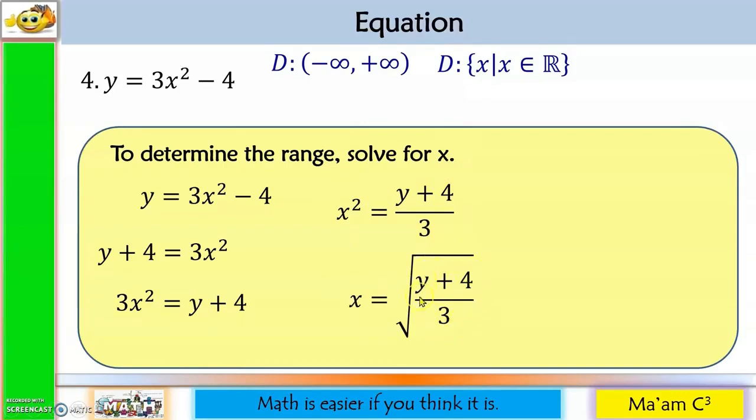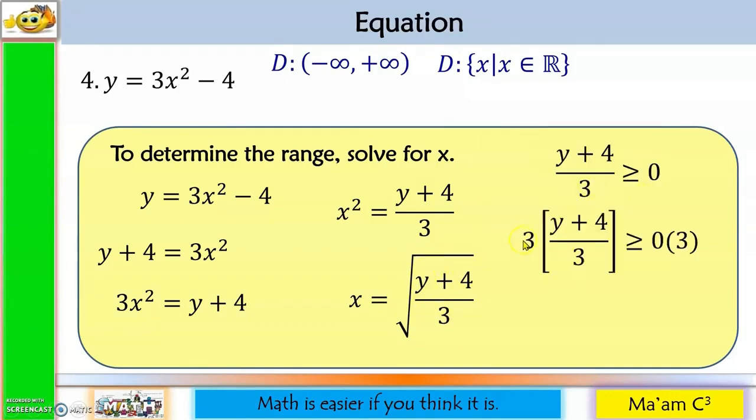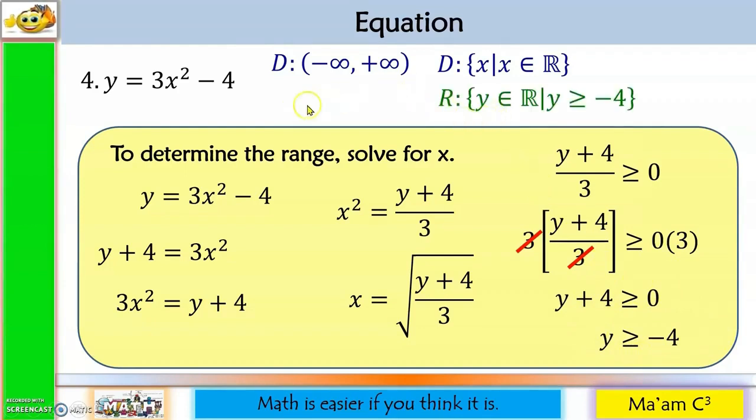Then we set up our radicand greater than or equal to 0. To eliminate this 3 here, let us multiply both sides by 3. So this 3 will be cancelled out. Then 0 times 3 is 0. So you have y plus 4 greater than or equal to 0. Move positive 4 to the other side. Y is greater than or equal to negative 4. This will be our range. Now, in interval notation, you'll start with negative 4 going to the right. So from negative 4 to positive infinity. Why bracket? Because there is an or equal to.